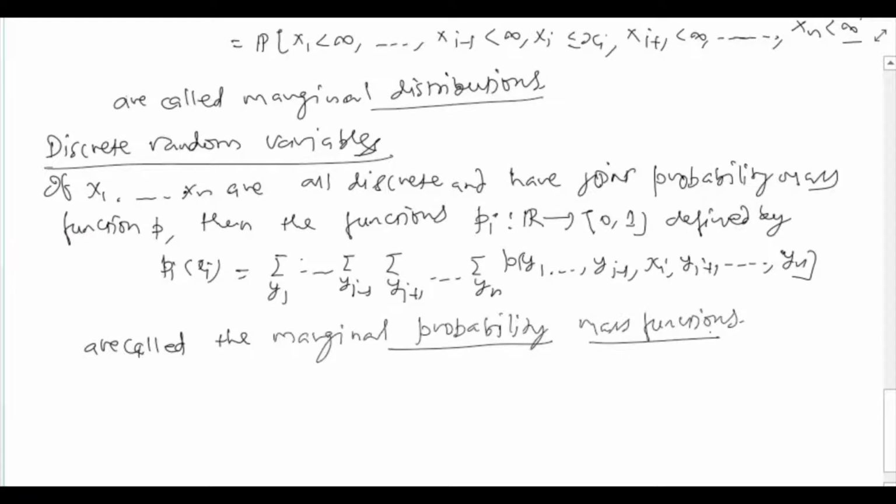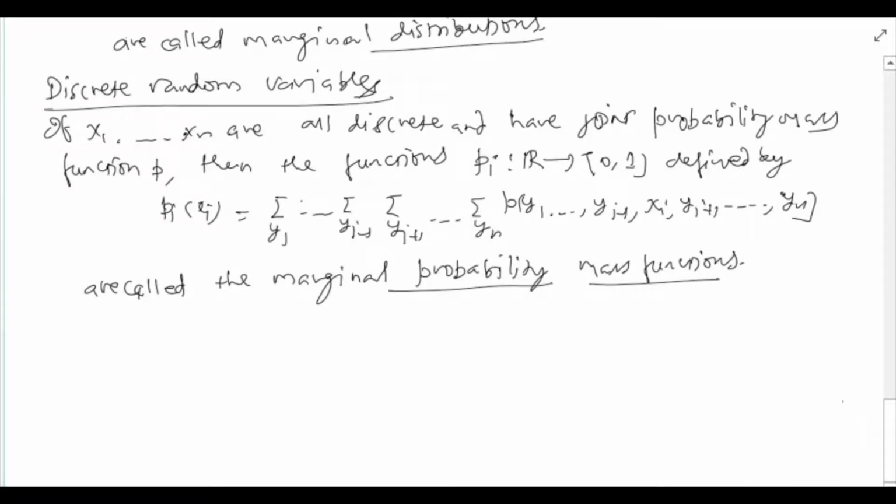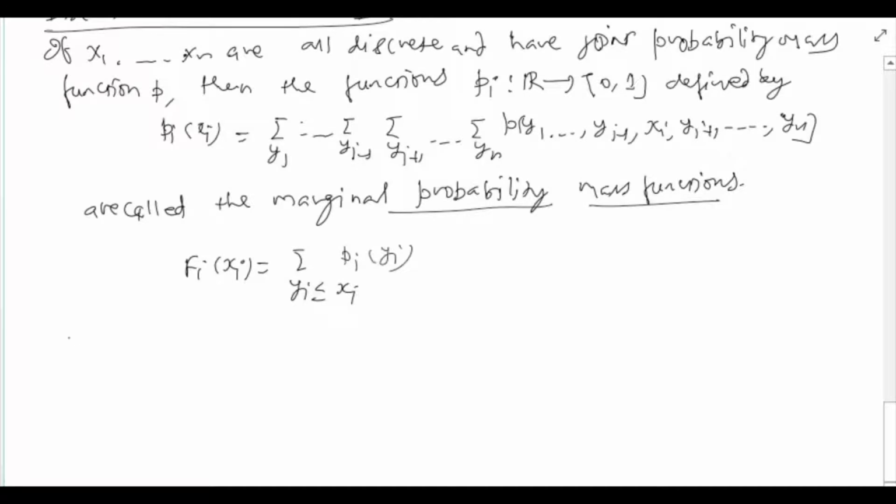We can define marginal distributions also from the marginal probability mass function. In fact, it turns out that fi of xi equals the summation over yi less than or equal to xi of pi of yi. Okay. Let us now turn to the case of continuous random variables.